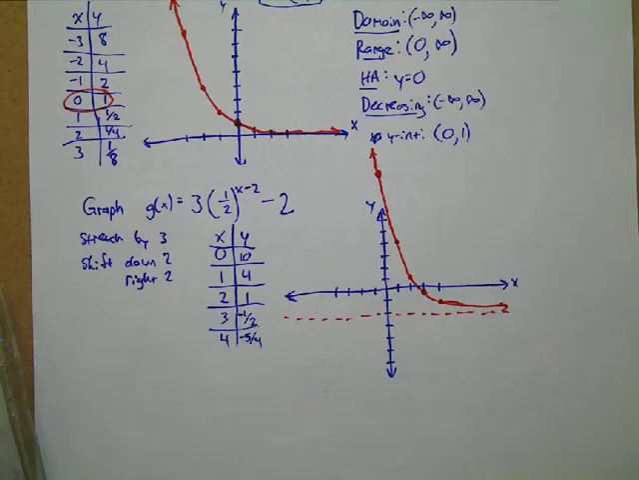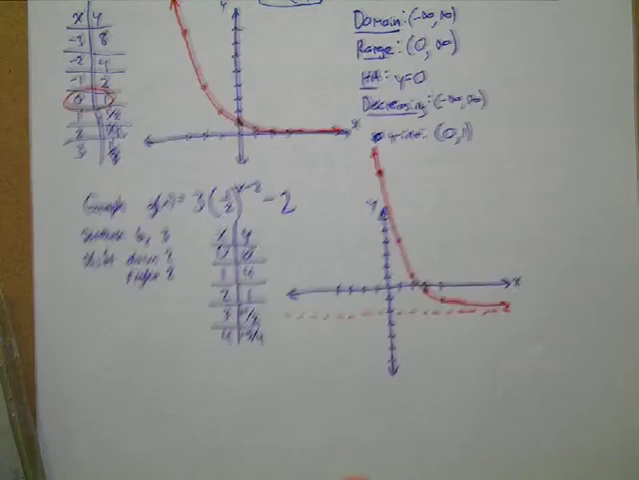I mean, you can shift your horizontal asymptote right too if you want to. It's still going to be the same horizontal asymptote. But the down too, that's what affects it. Okay? Yeah, no, that's a great question. Other questions?